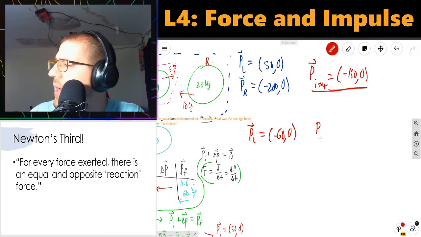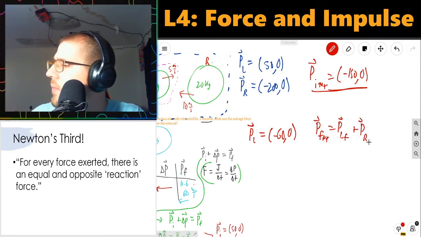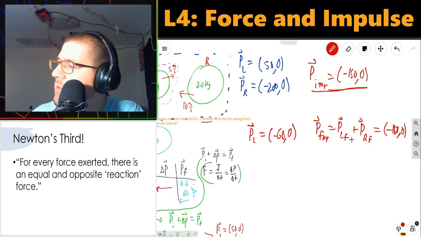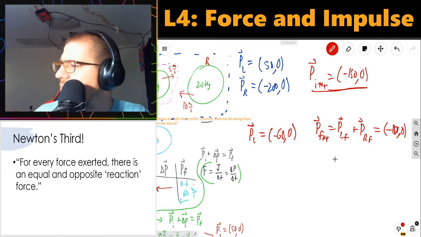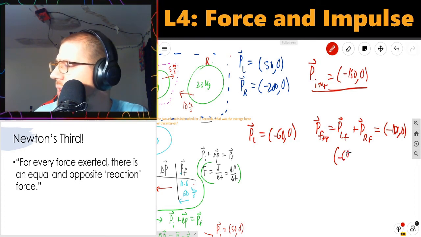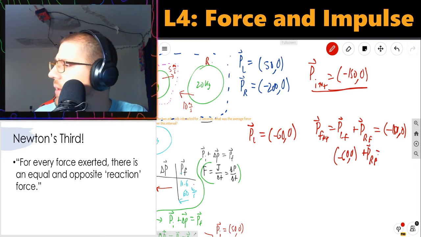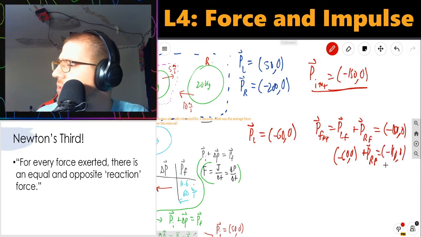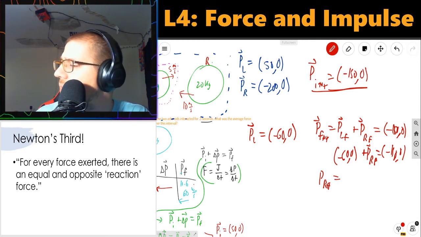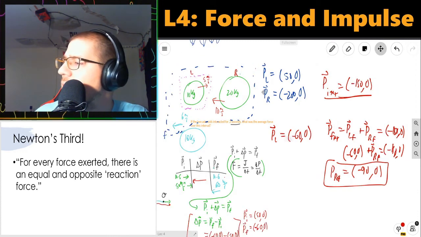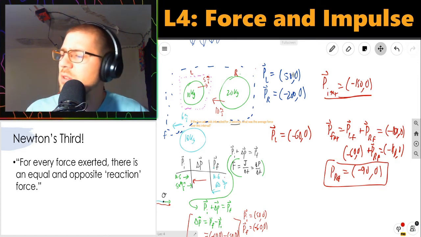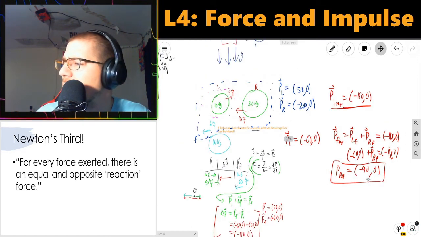So in other words, I know that P final total, which is P left final plus P right final, the sum of their two individual momenta, still has to be the same thing it was before, negative 150, comma 0. Okay, so what's the final momentum of my right asteroid? I've got this first term as negative 60, comma 0, plus the right asteroid final is negative 150, comma 0. So that tells me that the right asteroid now has a momentum at the end of negative 150 minus negative 60 makes negative 90, comma 0 kilogram meters per second. So it's still moving to the left, but slightly slower than it was before. Originally it had a momentum of negative 200. Now it has a momentum of negative 90. So it's going to be moving more slowly.